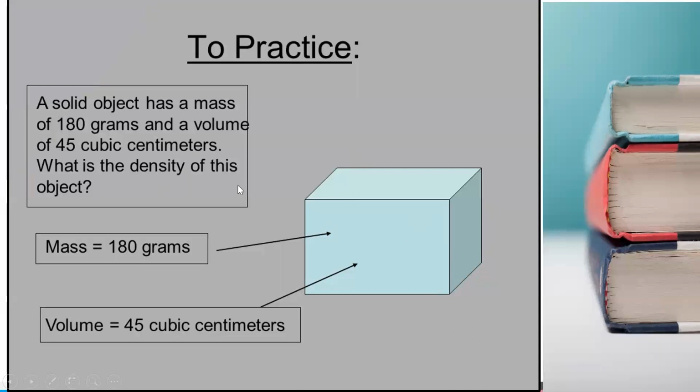As a quick practice about this part of your syllabus, if you have a solid object with a mass of, for example, 180 grams, and the volume of this object is equal to 45 cubic centimeters, you can simply divide the mass over the volume, so you will get the density of this cube.